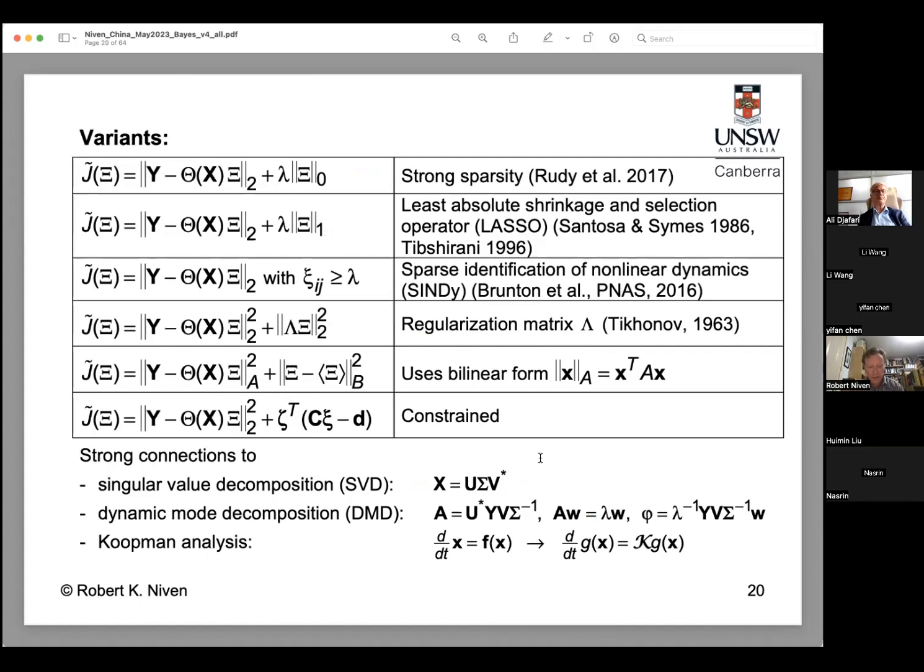And there are many different regularization methods, as you can see here. For this regularization term, we can take a zero norm. There have been one norms. There are thresholds that have been used. There's this form here, where we have a regularization matrix. Some people have used bilinear forms, so norms defined by a bilinear form, which we'll do shortly. And you can also do a constrained optimization with some constraints. There are many connections between these methods and other methods used for matrix decomposition, which are very popular, and also with Koopman analysis for basically extrapolating from an observable.